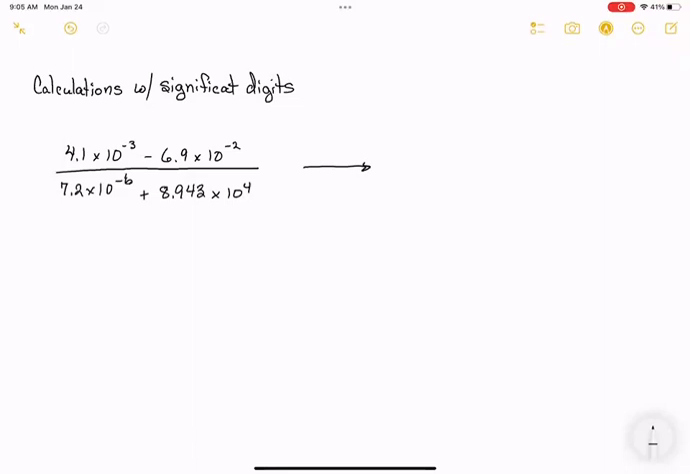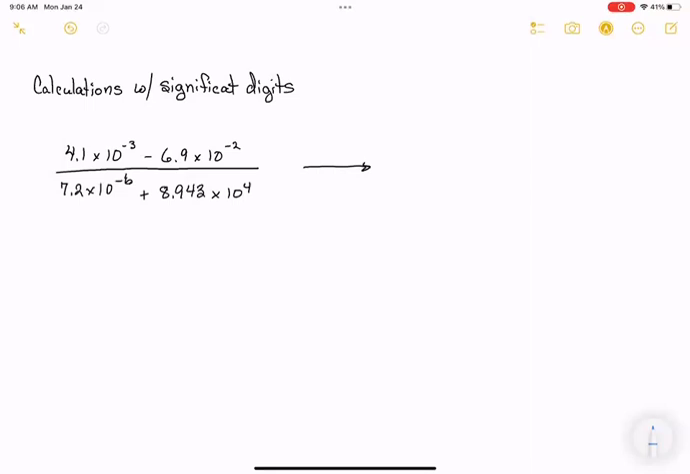But where it gets complicated is when you're trying to do addition and subtraction. When we're doing addition and subtraction using scientific notation, the first thing you really should do is take that notation and get both numbers into the exact same format. So let's just look at this first part. We want to get 4.1 times 10 to the negative 3 and 6.9 times 10 to the negative 2 in the exact same format.